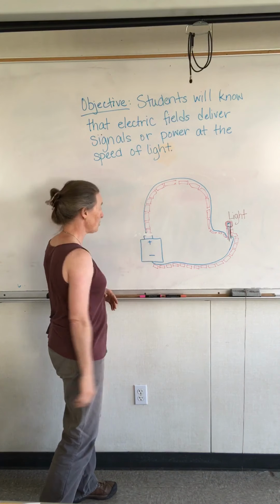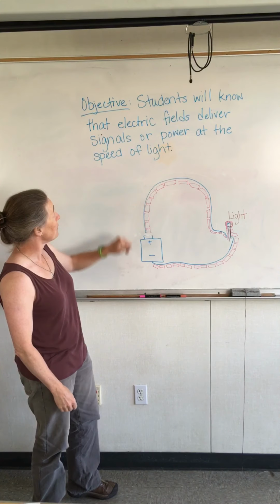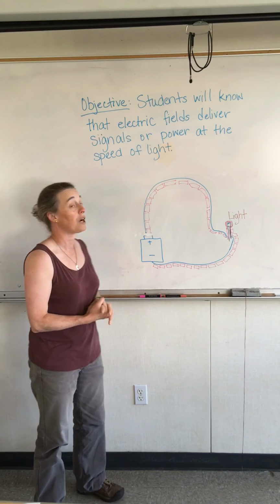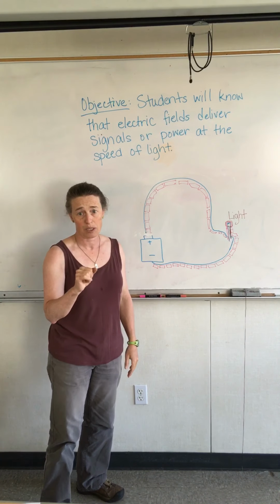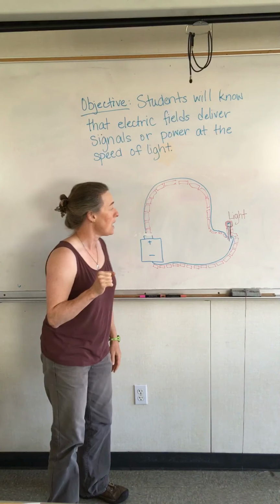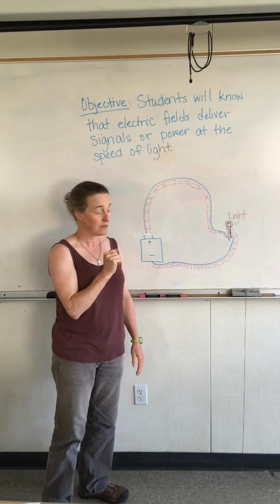So I'm here to try to explain that, and the first thing I'm going to do is disconnect this circuit. The idea is that students will know that electric fields deliver electric signals or power at close to the speed of light. I said at the speed of light. It's not quite at the speed of light, but it's very close to the speed of light. And I'm going to try to show you why that is today.